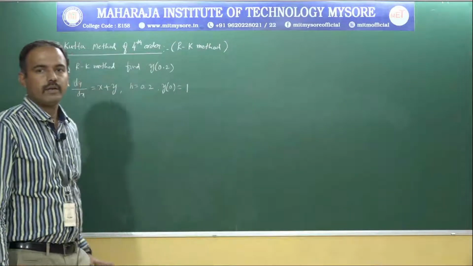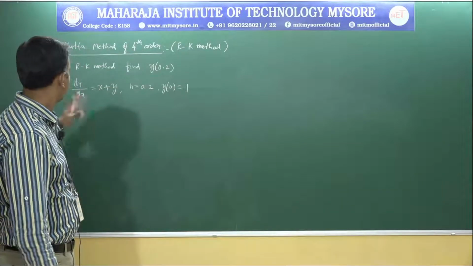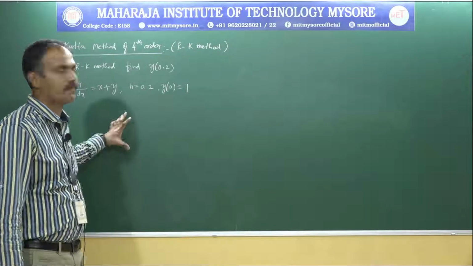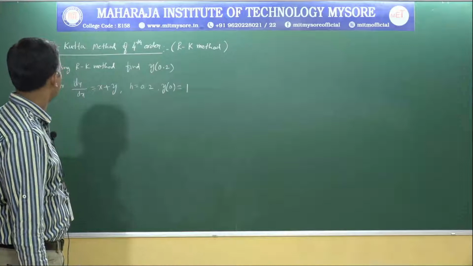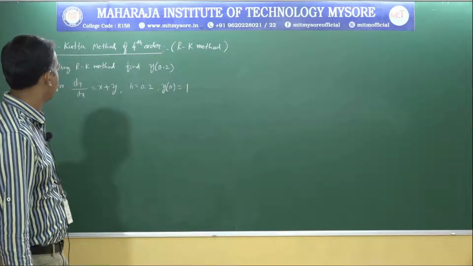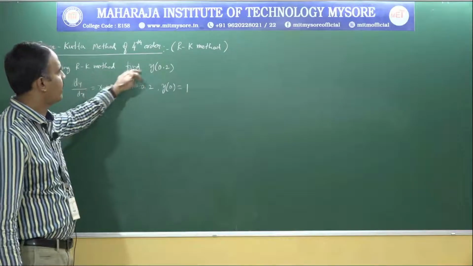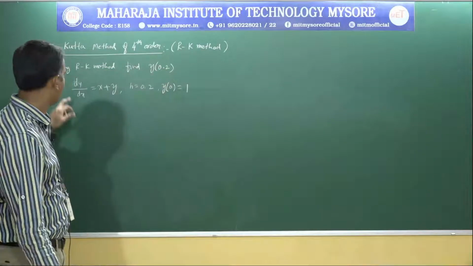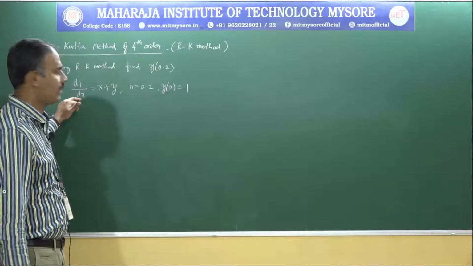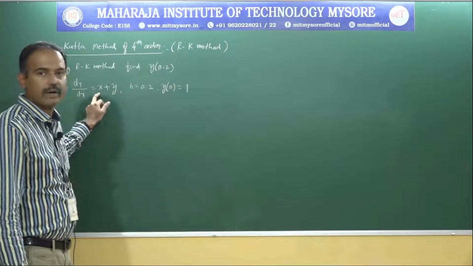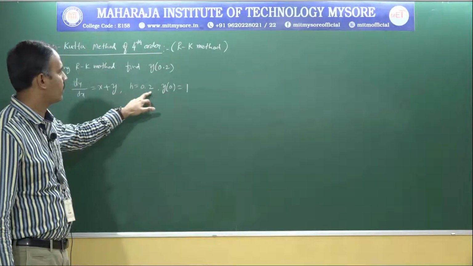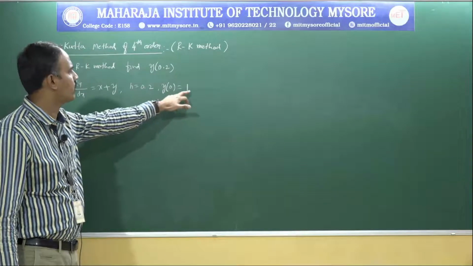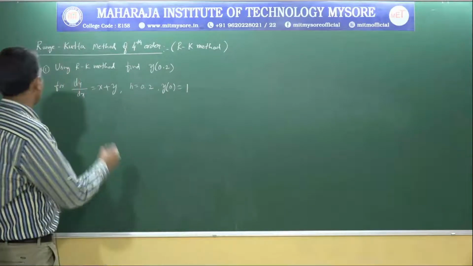Now here we discuss the first example on the RK method of fourth order. Using the RK method, find y of 0.2 for the given function dy by dx is equal to x plus y. Here h is 0.2 and y of 0 is equal to 1. Now the answer.